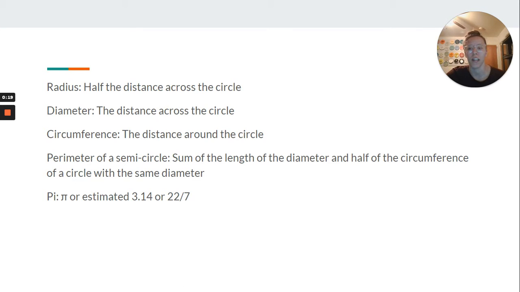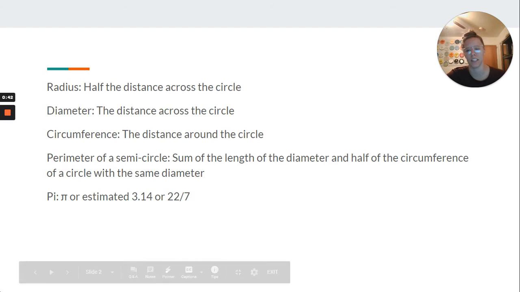So, what is a radius? It is half the distance across the circle. Diameter is the full distance across the circle. Circumference is the distance around the circle. Perimeter of a semicircle is the sum of the length of the diameter and half of the circumference of a circle with the same diameter.